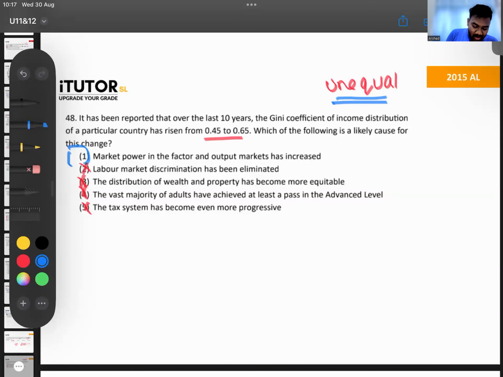Number 1, that is market power. Market power in the factor and output market. So some firms have become monopolies. They have market power. They have become so big, they've got richer and richer. Those owners have got richer and richer. Some people are still small. Small business owners, they are losing. So income inequality has increased. That would have caused the Gini coefficient to go from here to here.